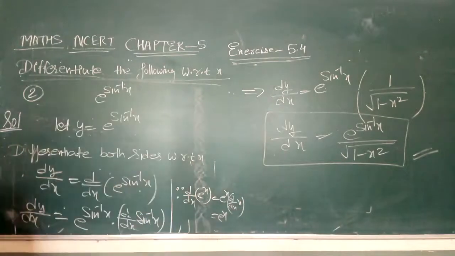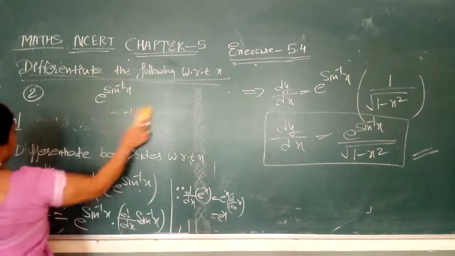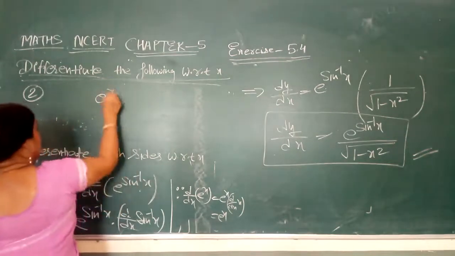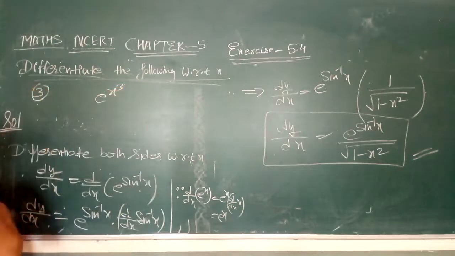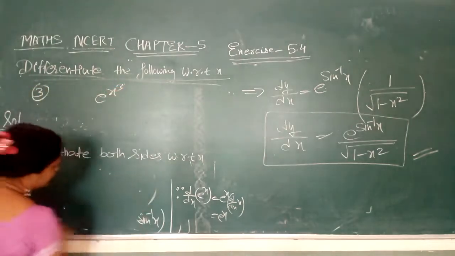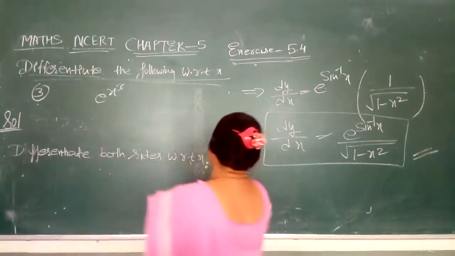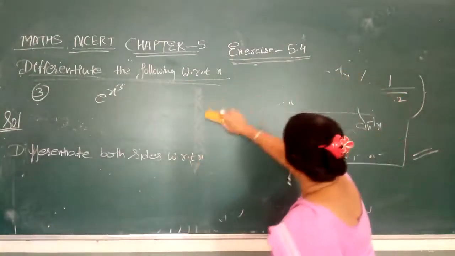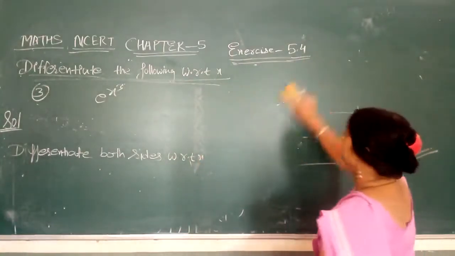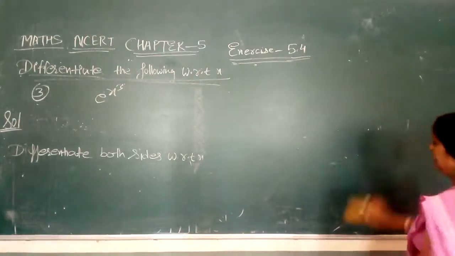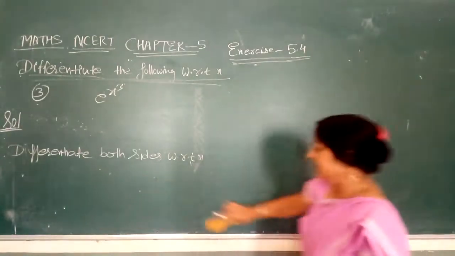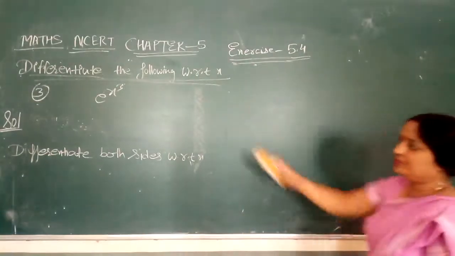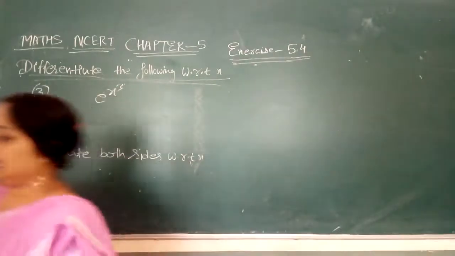In question number 3, you have to find the differentiation of e raised to power x cube. Yes, again e raised to power x. What is the derivative of e raised to power x? I am only telling you about e raised to power x. The derivative of e^x is e^x. But here the function is e raised to power x cube.